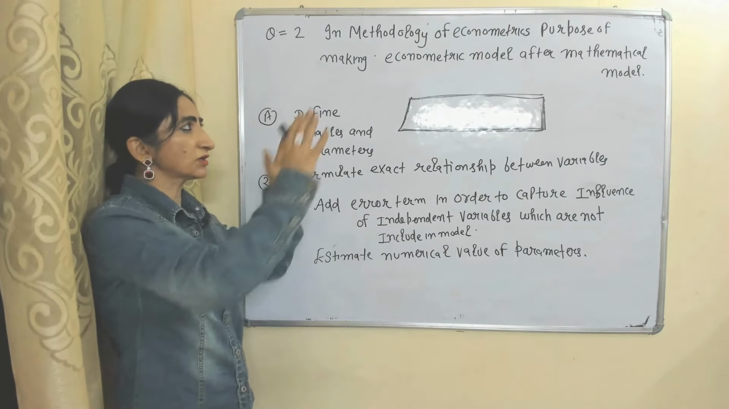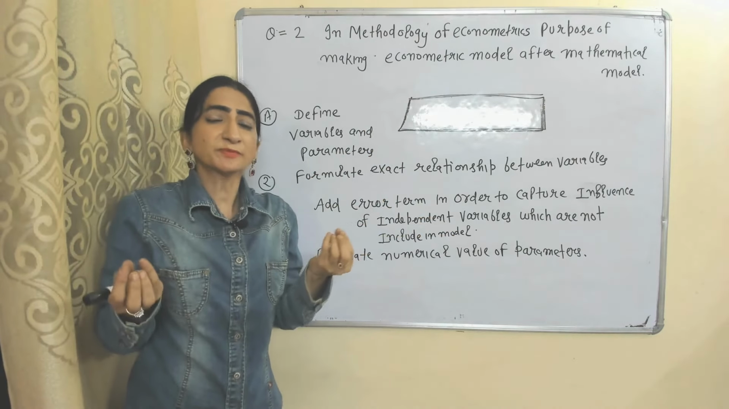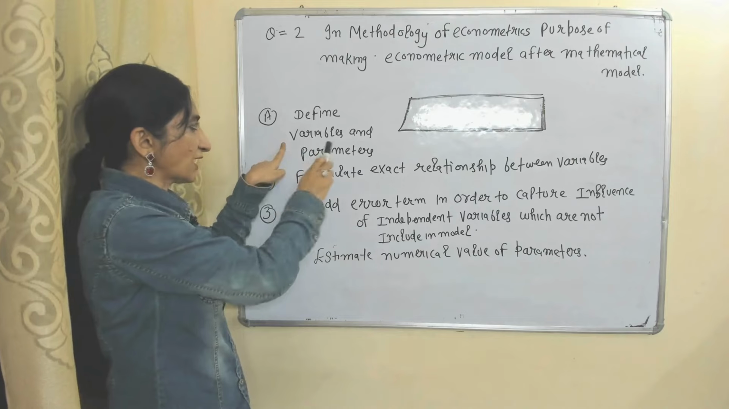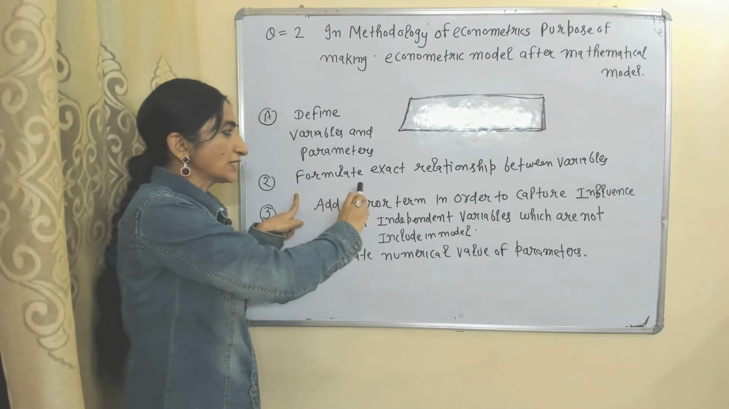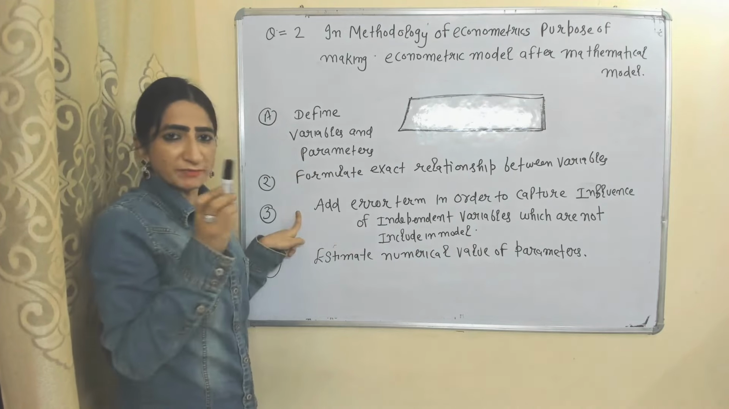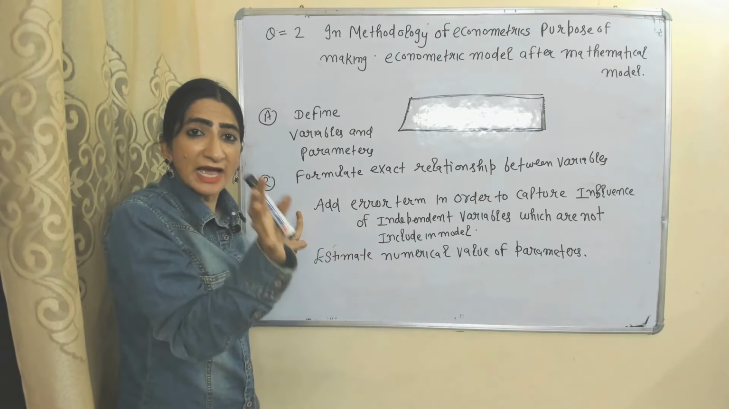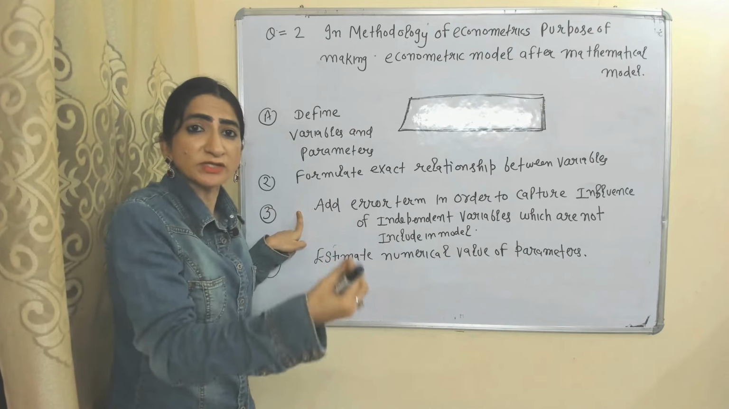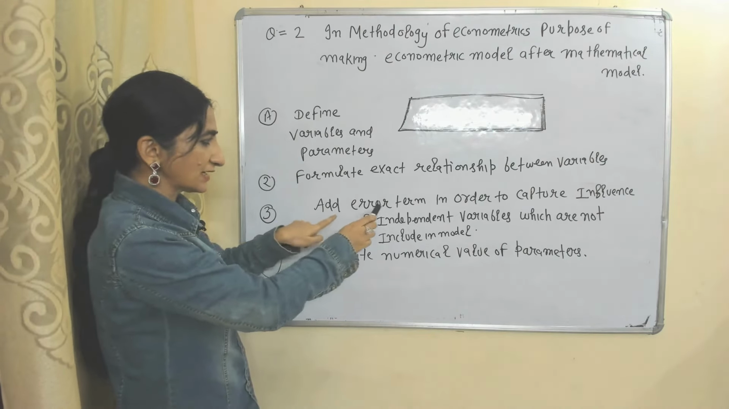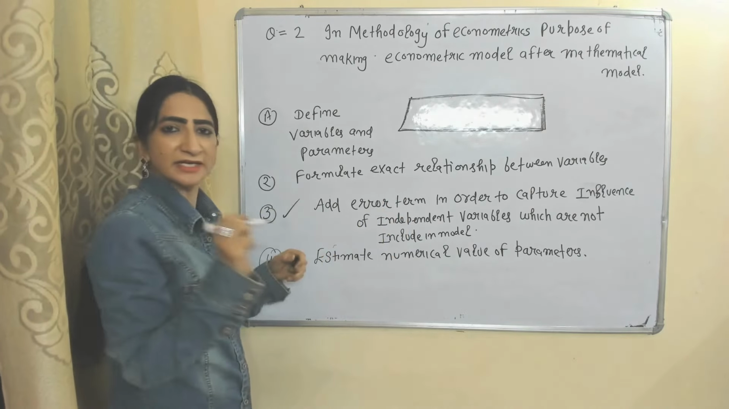Next question: in the methodology of econometrics, what is the purpose of making an econometric model after a mathematical model? Option first, define variables and parameters, no. Formulate exact relationship between variables, no. Formulate numerical value of parameters, no. Our main purpose to make an econometric model after a mathematical model is to add an error term in order to capture the influence of independent variables which are not included in this model. So the third option is the right option.